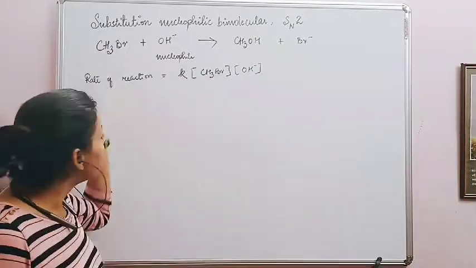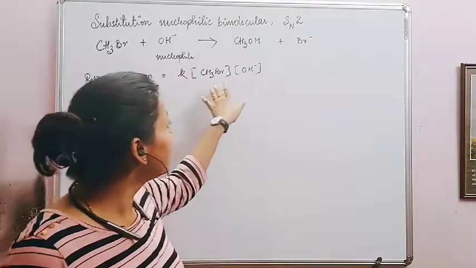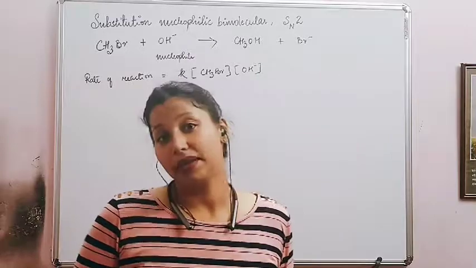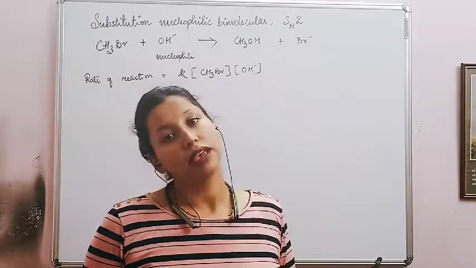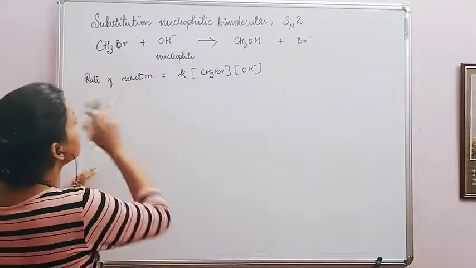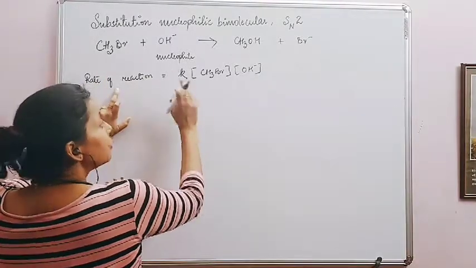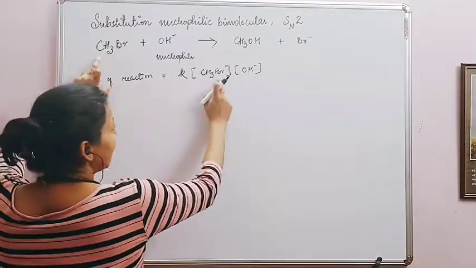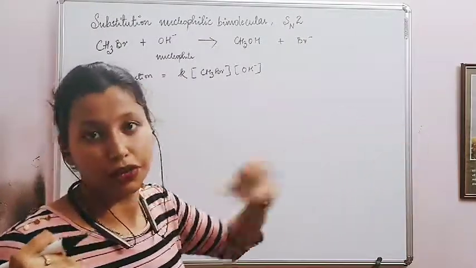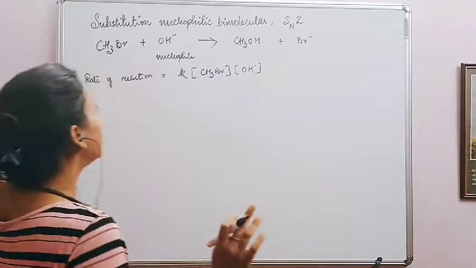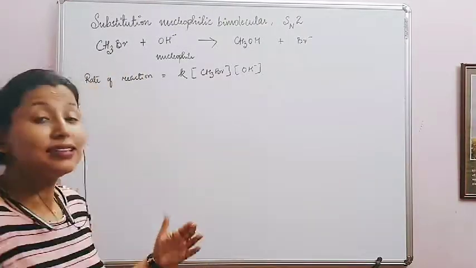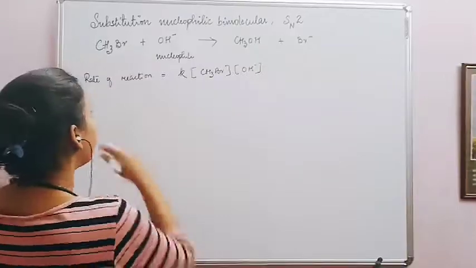Now, the term rate and this entire expression, you will understand better when we do the chapter chemical kinetics. For now you just understand that if the rate of the reaction depends on the concentration of the alkyl halide and the nucleophile, it will be called bimolecular. Done. So this is a bimolecular reaction. Let us see how the mechanism takes place.